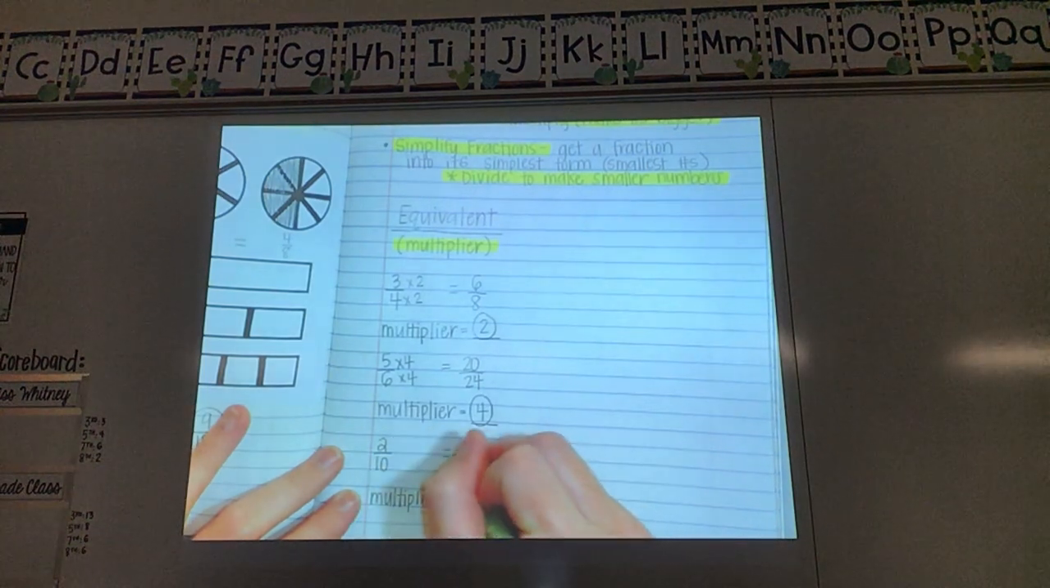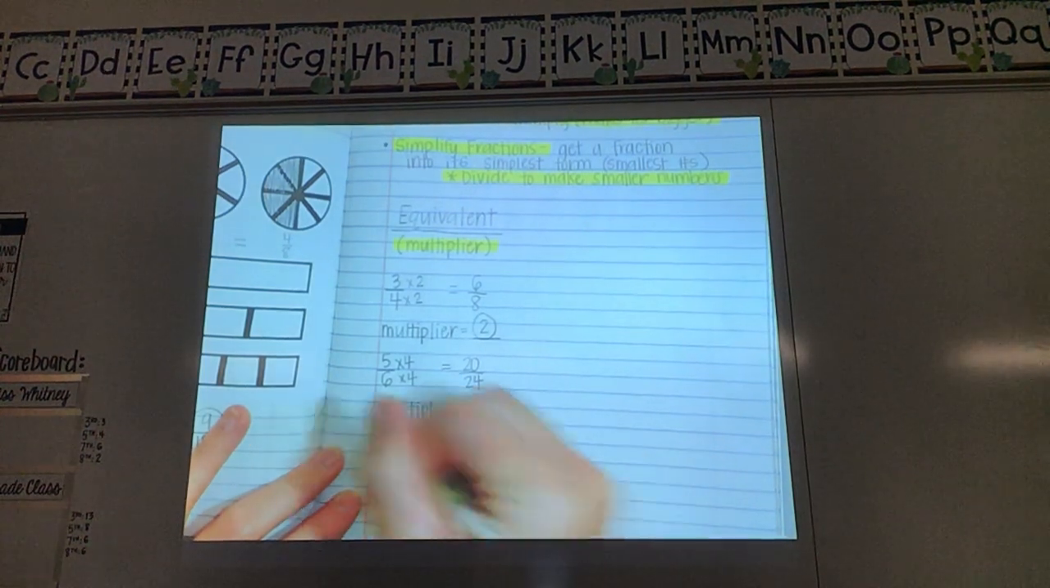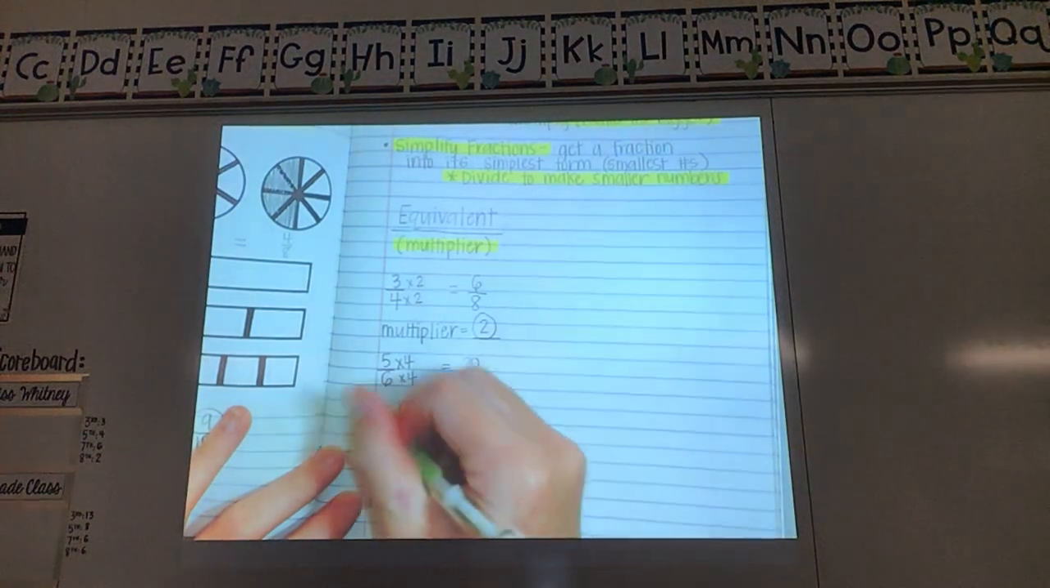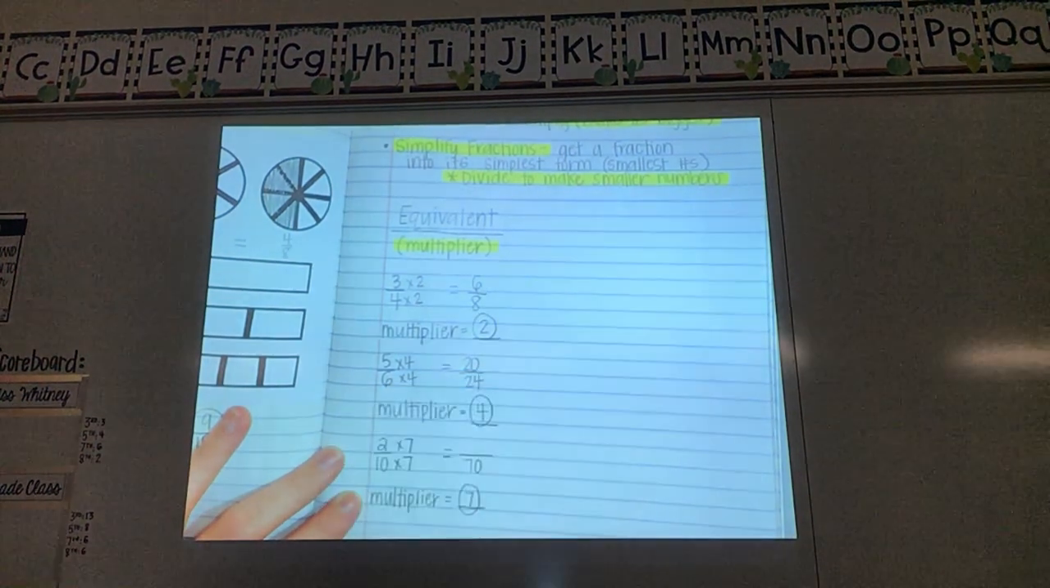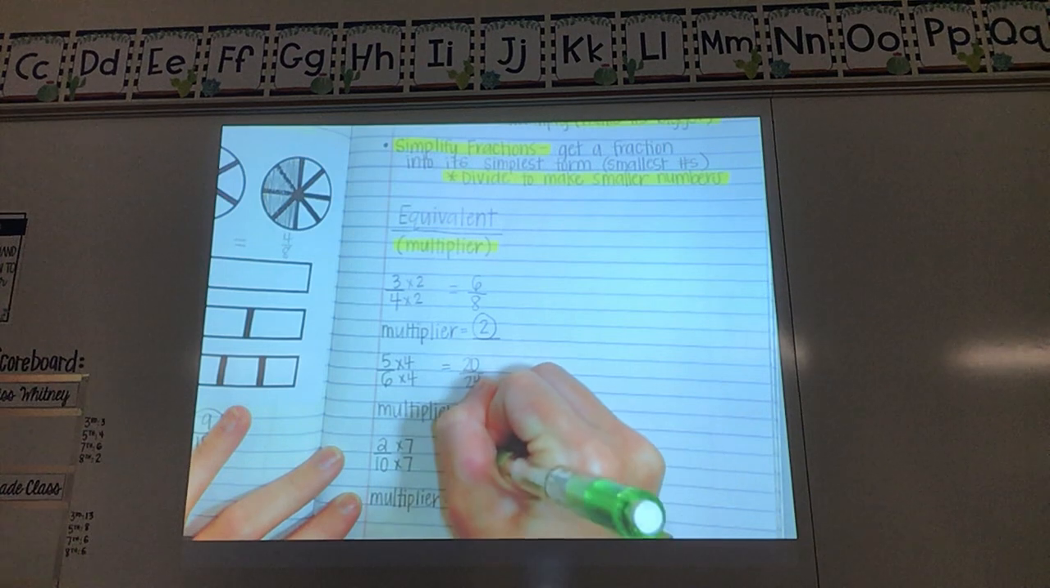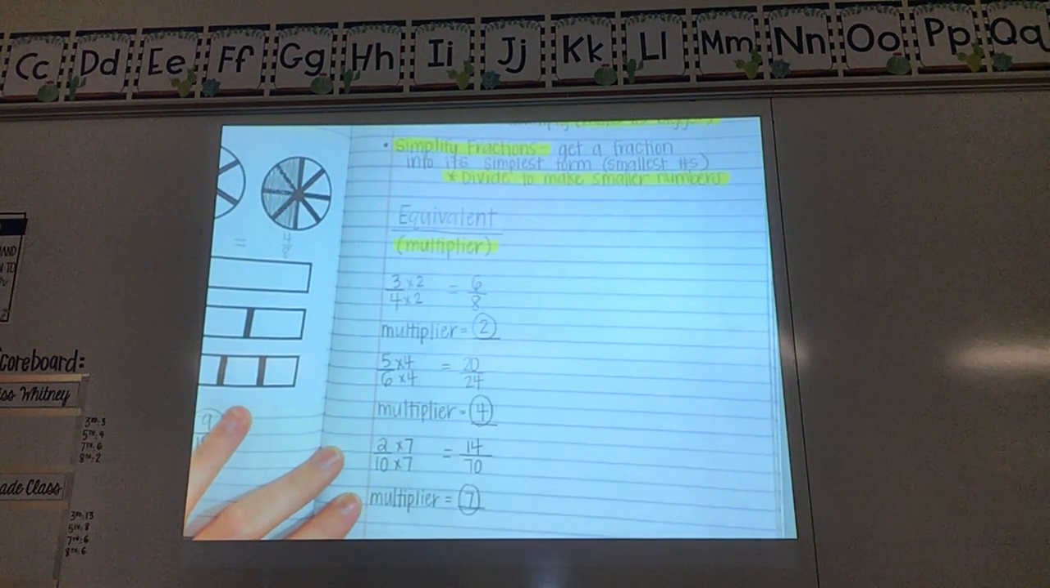It would need to be a 7. We would need to multiply 10 times 7 to get 70. If I multiplied by 7 on the bottom, I have to do the same on the top. So I'm going to do a times 7 up here, and then I'm working out the top. 2 times 7 would be 14. So my new equivalent fraction would be 14/70ths.